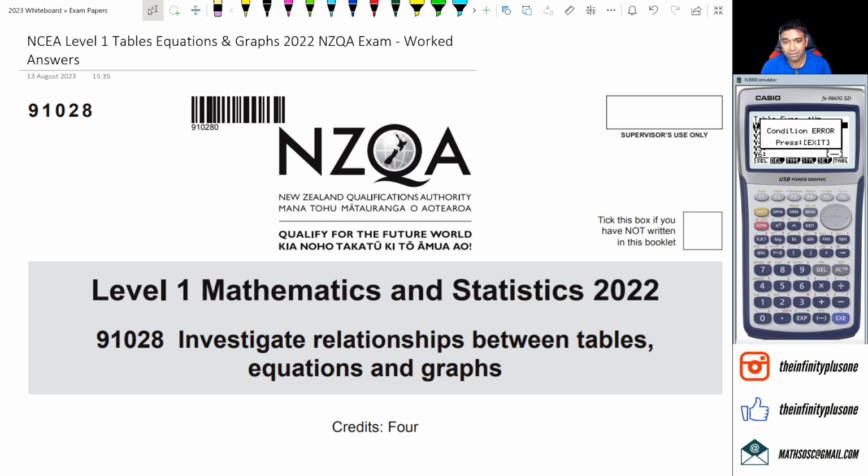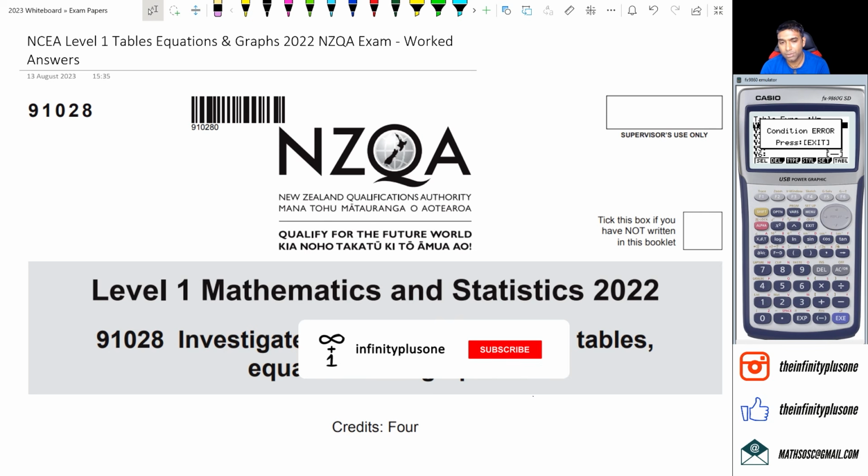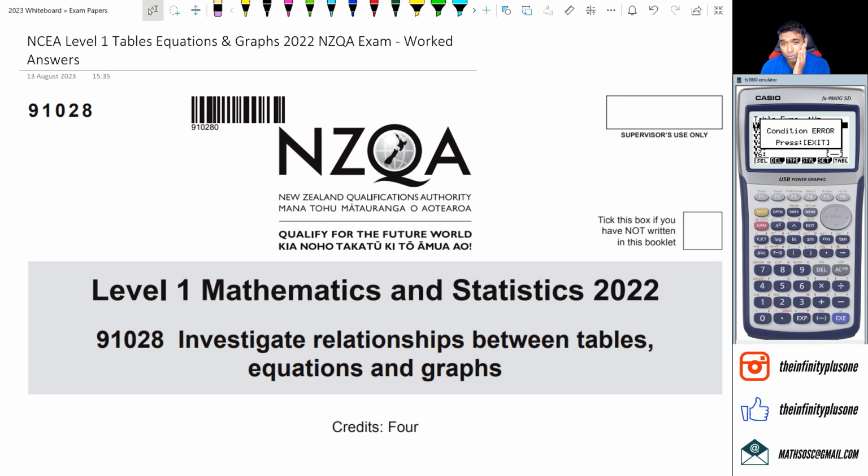Borrow it from a friend if you can, or go on TradeMe, you might find it cheap. It's definitely useful. Don't be that person that buys the calculator the night before the exam and then goes into panic mode, oh, I don't actually know how to use this. There is a graphics calculator playlist as well. Somebody needs to remind me. I'll put it in the link somewhere.